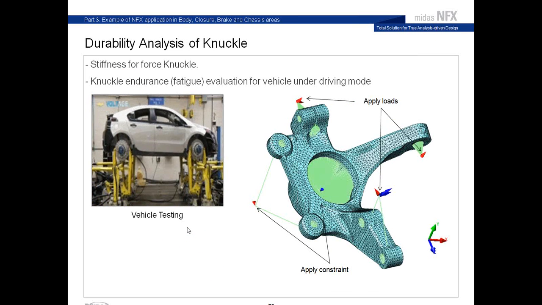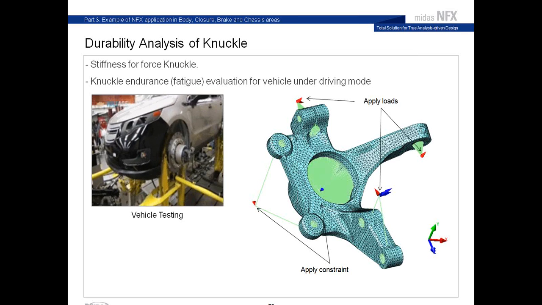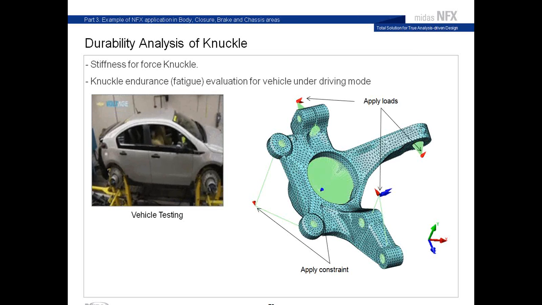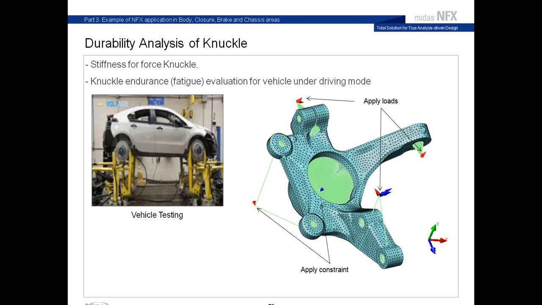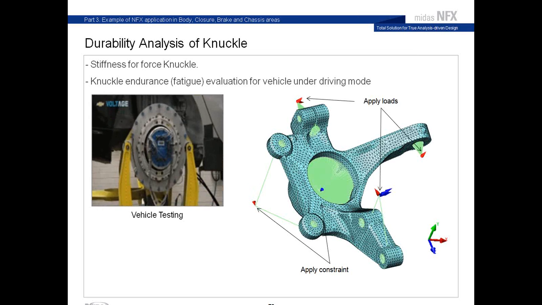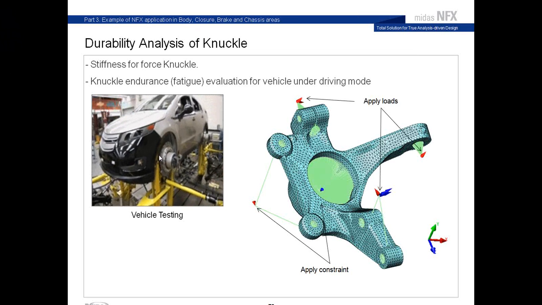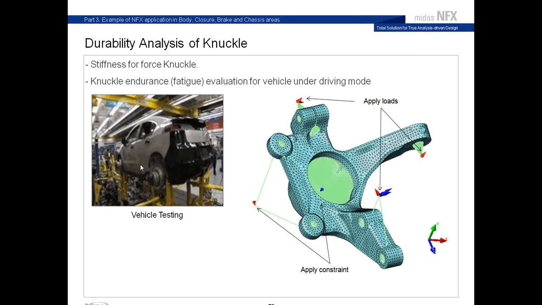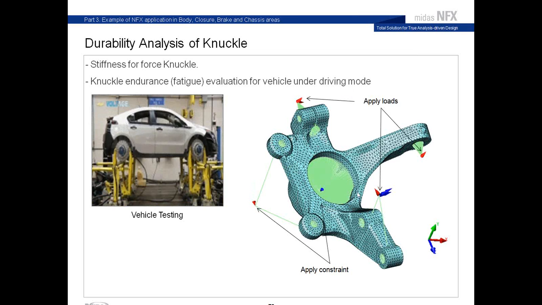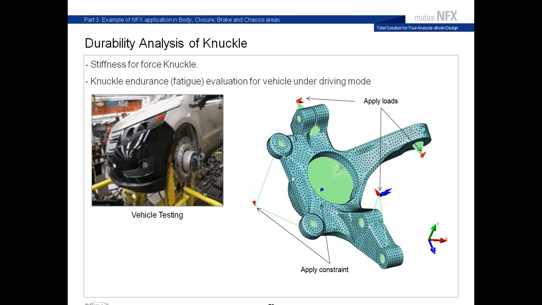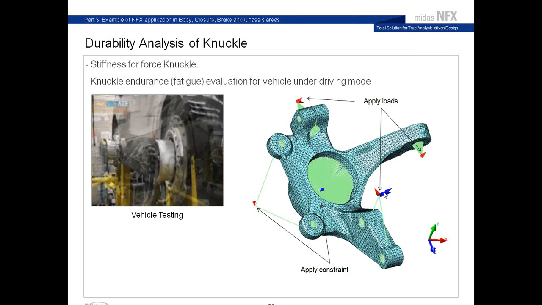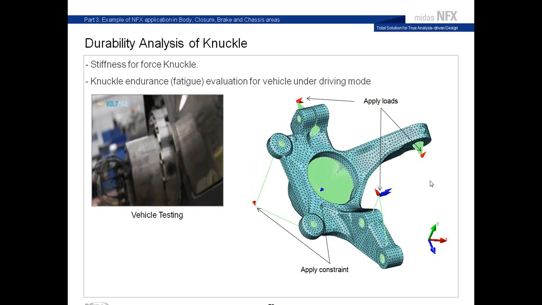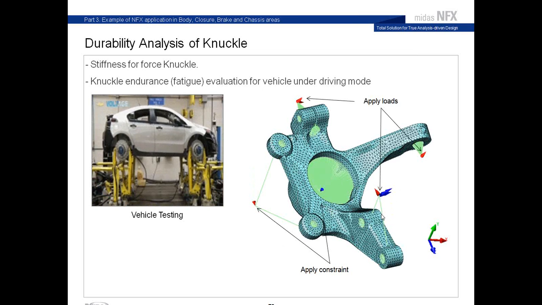And finally, the last analysis that I will talk about today is the stiffness of the knuckle. And so you can see in vehicle testing, it's a part which is here. So when the vehicle is subjected to very high vibration, this can also break. So it's not a very complex model, it's actually only one part. So even a designer can perform this kind of analysis if the loads are well defined.